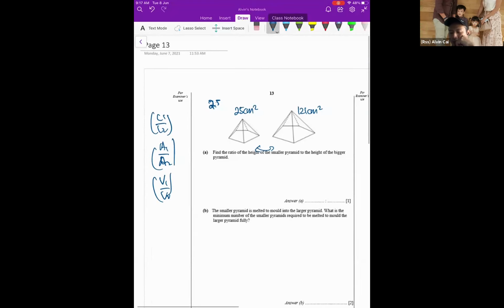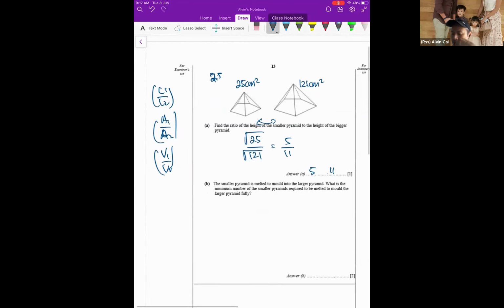So how to find the ratio of the height? So basically, all we need to do is just find the area ratio, 25 over 121, so 1 to 1. And basically what we need to do is square root, so it's 5 over 11. Okay, so the ratio will be 5:11. Answer.